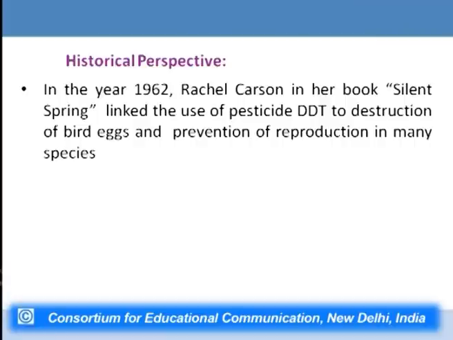So how did the world come to know about the existence of these teratogens? What exactly was the study? There were studies going on, and the final proof came from the study by Rachel Carson. She published a book known as Silent Spring in the year 1962, which dealt with the use of various pesticides and insecticides and their effect on animals. Rachel Carson came out with the result that the use of the pesticide DDT led to destruction of birds' eggs and prevention of reproduction in many species.